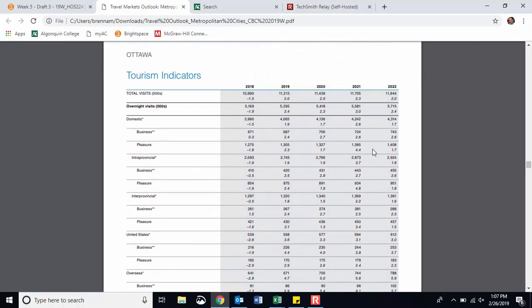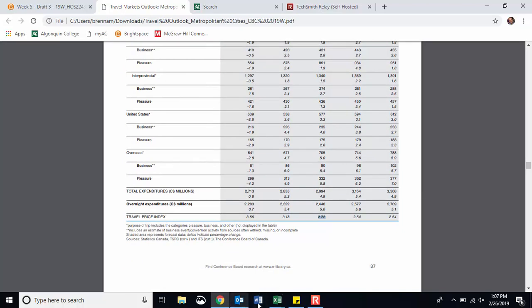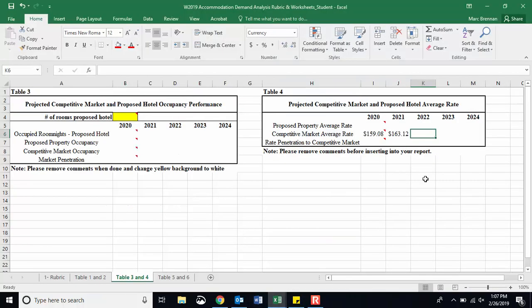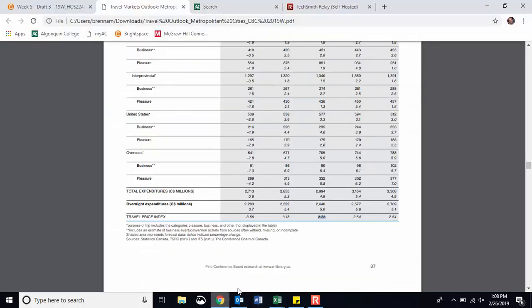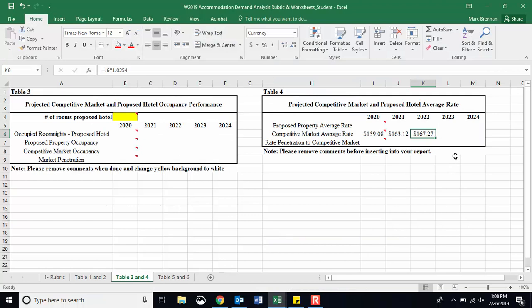2021 to 2022, 2.54 again. So we should now be able to identify a trend, times 0.0254. Well, it would probably be a safe bet to say that from now on, each year we're forecasting a 2.54% increase, because that's what it looks like they're doing. Okay, so we could just click and drag, and there you go. Those would be the comp set forecasted rates.